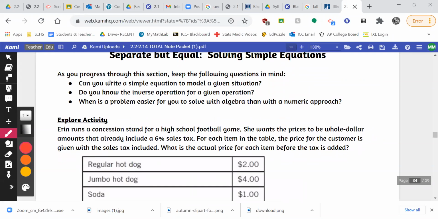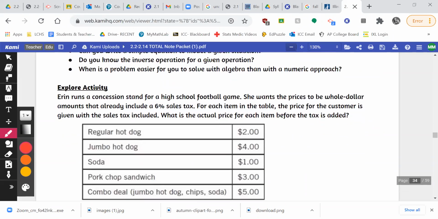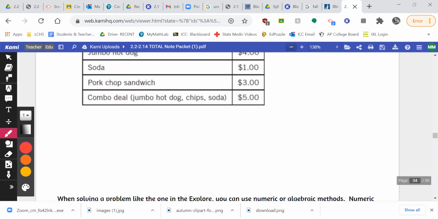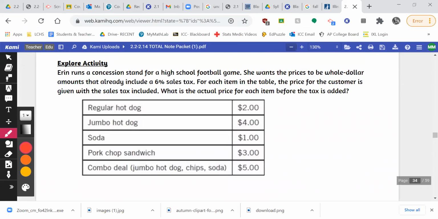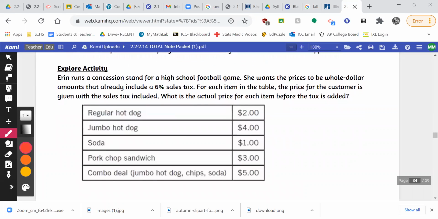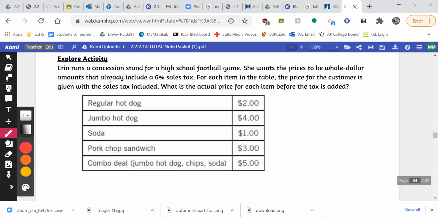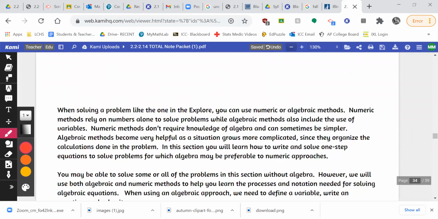This section goes over changing different scenarios into algebraic equations. There are going to be different problems that we look at, and we'll see that some of them can be solved using just numbers, and some of them can be solved by looking at algebraically how we would solve them. I'm going to have us come back to this explore activity, but we're going to skip it for now.